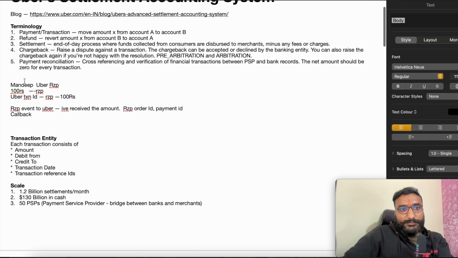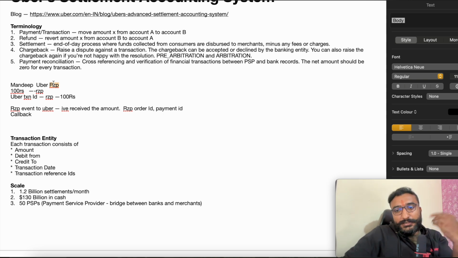We took this example where the amount is transferred from Mandeep to Uber, and Razorpay is the intermediate entity. Whenever I am doing a transaction via Razorpay, there are certain steps. You go to that page, you select UPI, then you enter MPIN. As and when you do anything, like selecting UPI and going ahead, you will receive a processing event for this particular transaction.